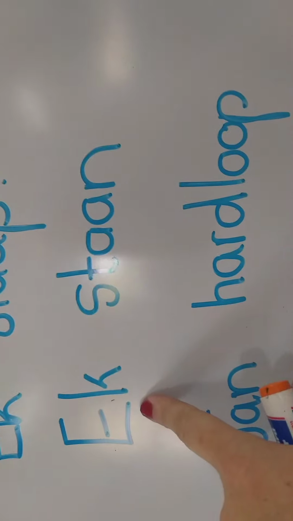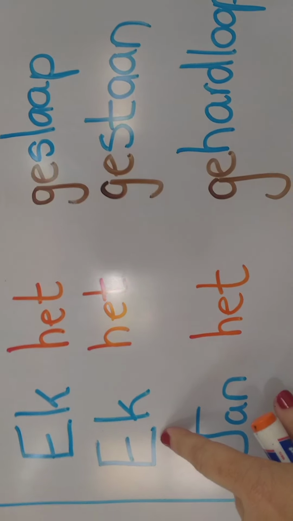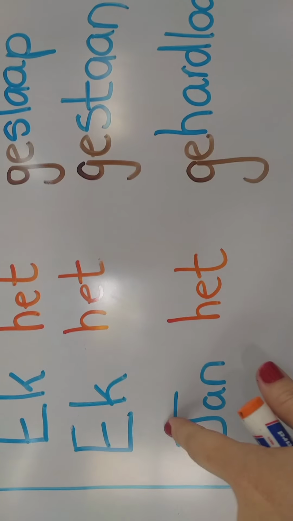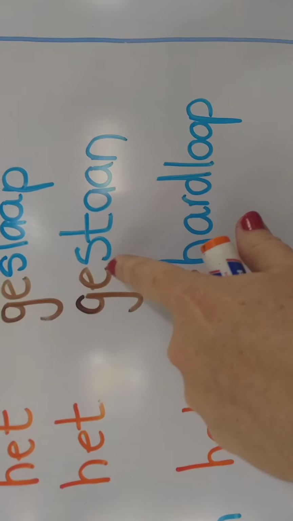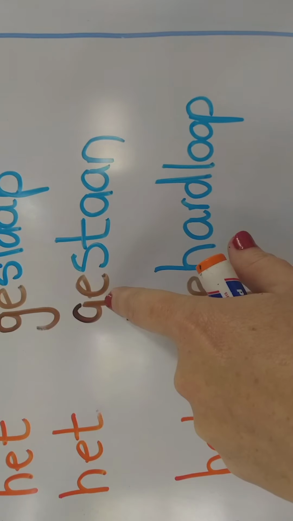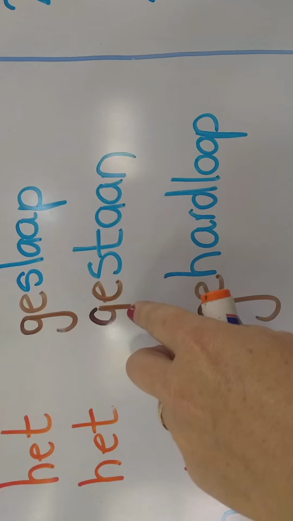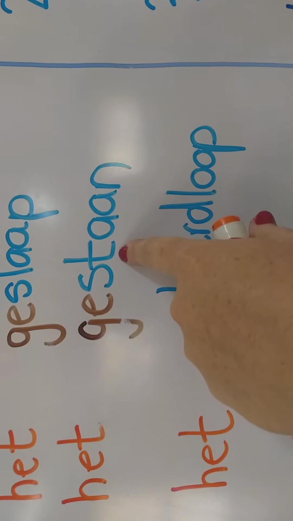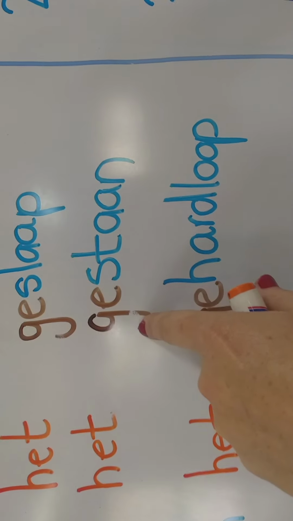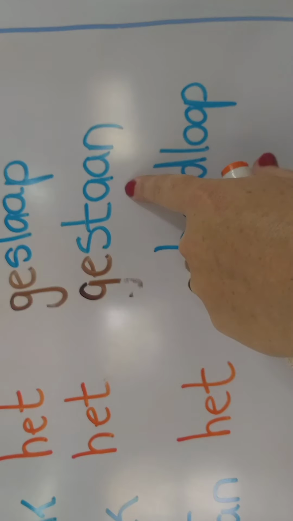We've got a very simple sentence here, ek staan, I stand, and we're going to change it into the past tense. So we're going to add the het, ek het gestaan. All right, now remember, this is one word, even though I've put it in different colors just to make it stand out to you, that's what we're adding to the front of this werkwoord. Please write it as one word. Ek het gestaan.